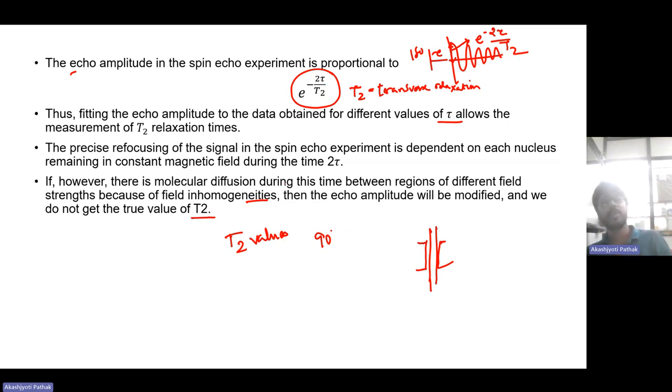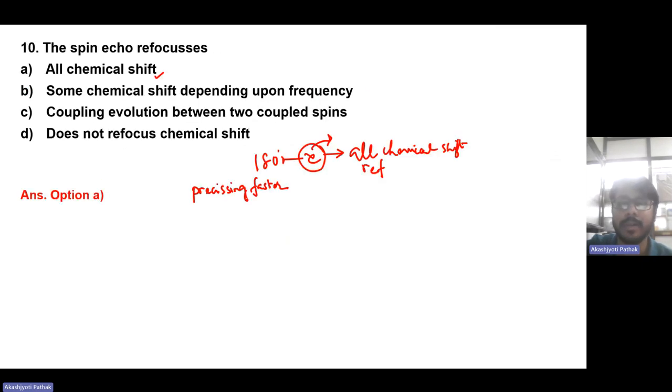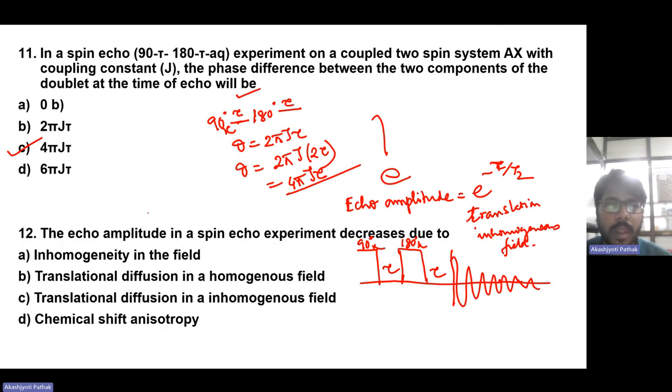So if there is molecular diffusion during the time T2 between regions of different field strength because of inhomogeneities, if the magnetic field is not constant, the echo amplitude will be modified and we do not get the true value of T2. Hence there is also a decay in the echo amplitude. The echo amplitude also decreases because of this reason only.